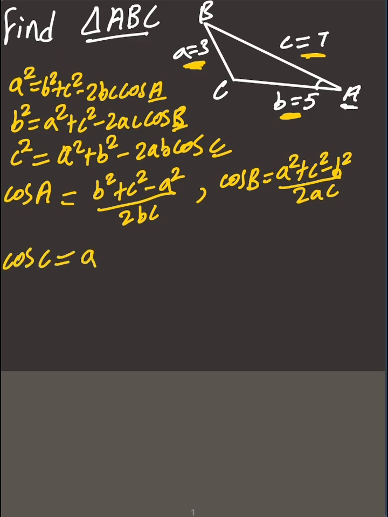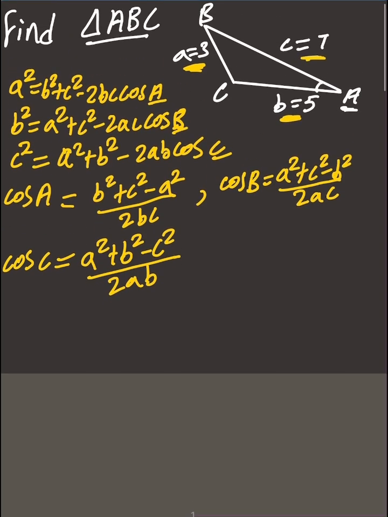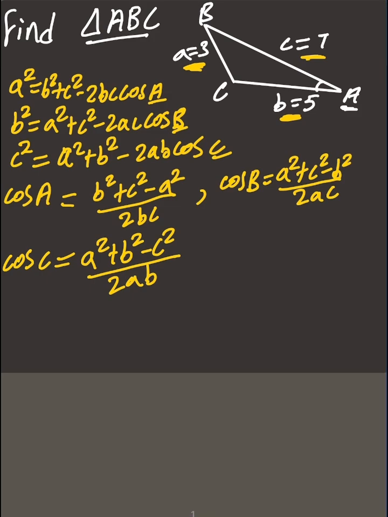And the last one is cos of C, which is very similar: a squared plus b squared minus c squared over 2ab. So right now we have everything that we need. We just have to assign the numbers.